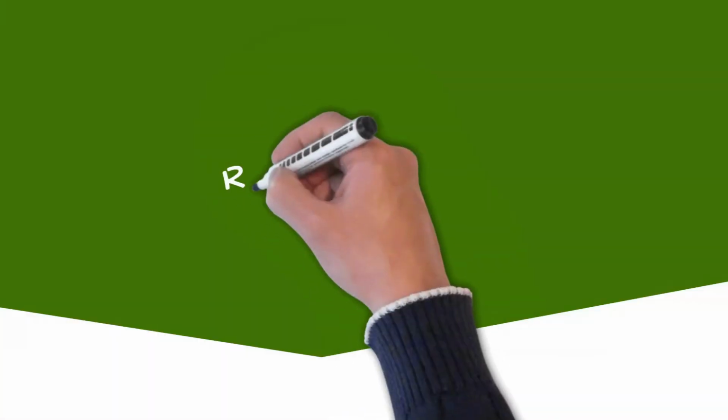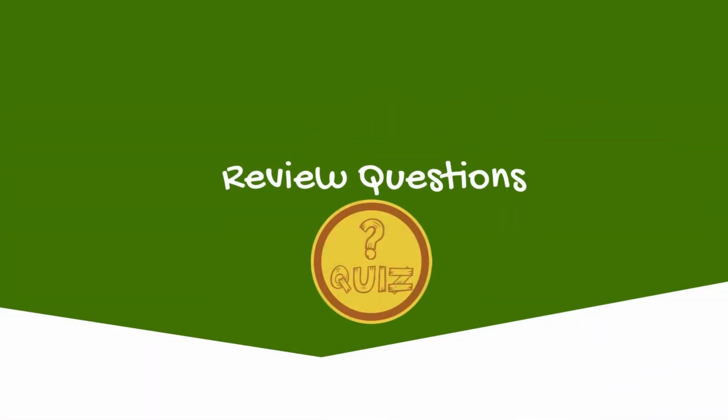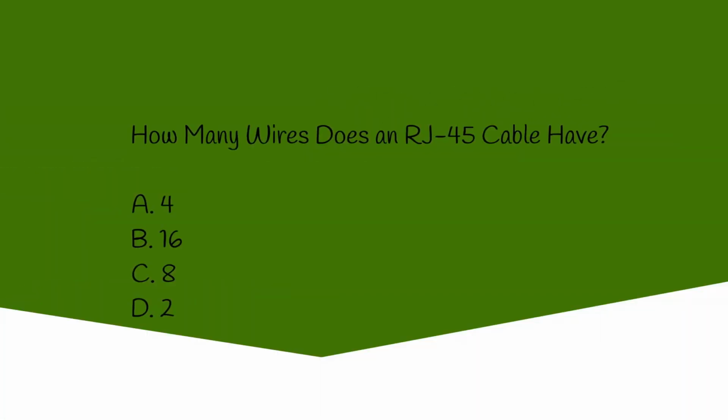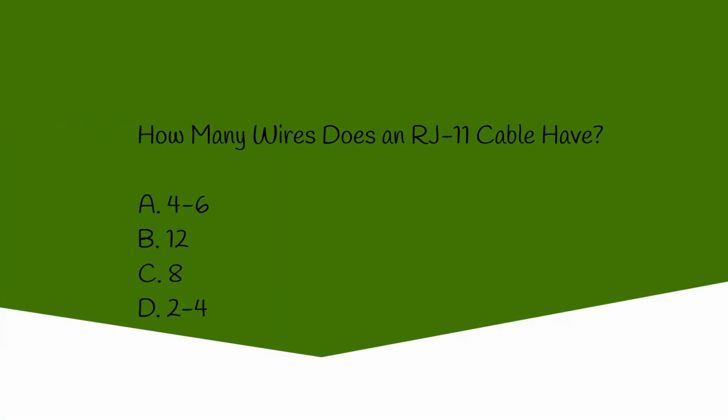We will now move on to our review questions. Question 1. How many wires does an RJ45 cable have? The correct answer will be C, 8. Question 2. How many wires does an RJ11 cable have? The correct answer will be D, 2 to 4 wires.